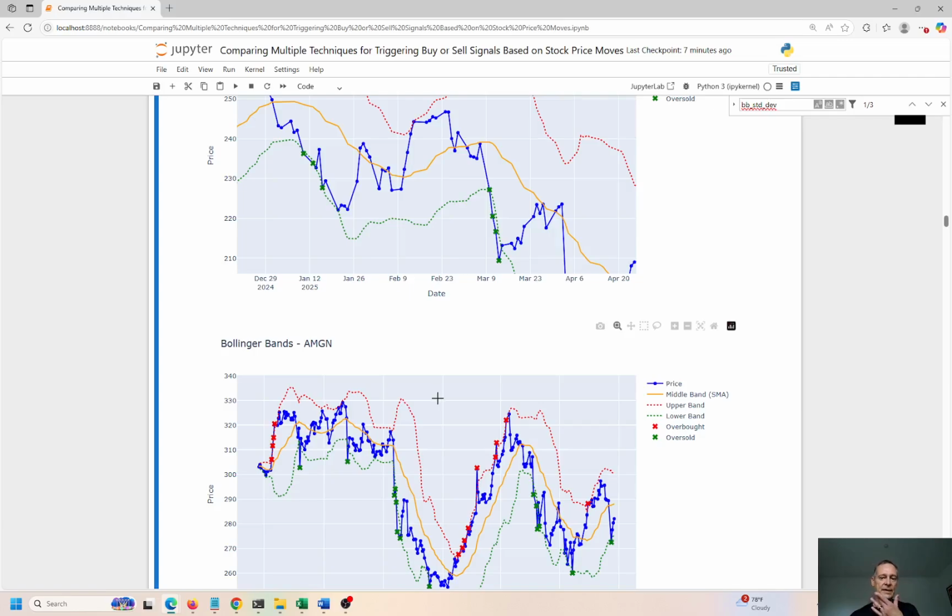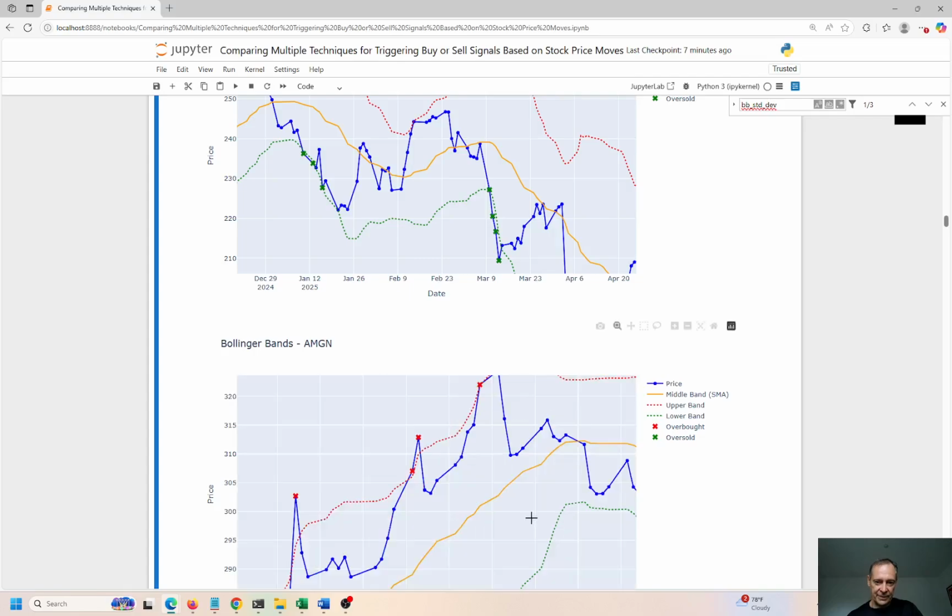But anyway, we have the simple moving average, upper band, lower band, overbought, oversold. And you can see over here on these X's, this is overbought and it's coming down. This is overbought. This is actually incorrect because it goes up, but then the next trading period, it does go down. This goes up a little bit, but then it goes down, right?